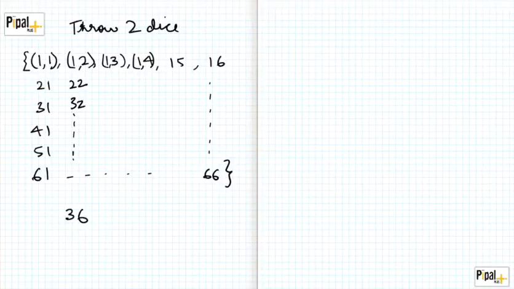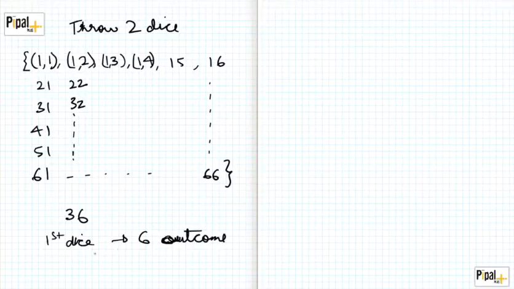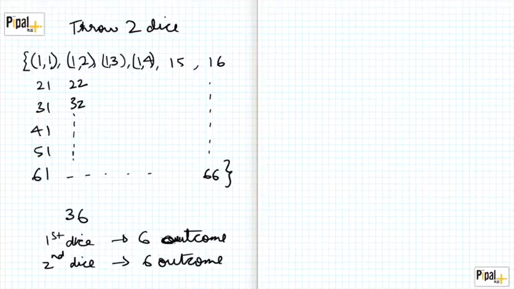The number of outcomes is 36 because you're throwing two dice. If you recall your permutations, the first dice has 6 outcomes. The second dice also has 6 outcomes. So the total number of outcomes, or the number of elements in the sample space, is equal to 6 into 6, which is 36.